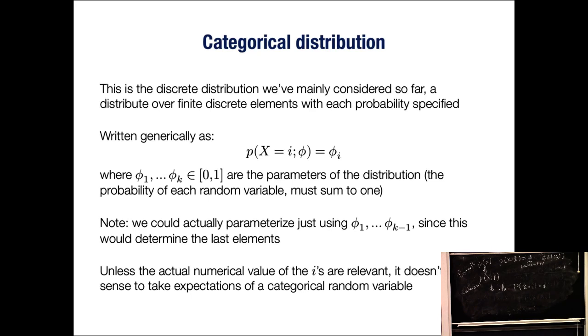So you could actually use k parameters or k minus 1 parameters depending on how much you want to constrain your parameters versus how much you want to have one parameter that's dependent on the rest of them effectively. Now here again, it doesn't really make sense to take expectations unless those i's really are meaningful. So if there are ratings or something like that, then it might be meaningful to take an average. But even there, it's not always relevant.